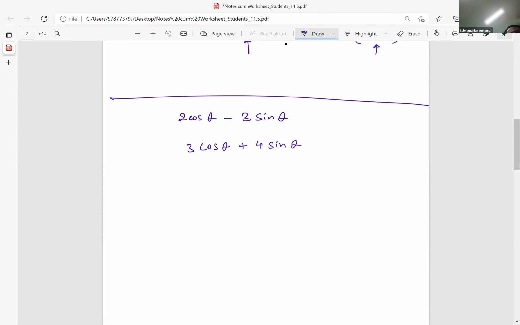Okay, can you do for me these two right now? Just tell me what is that equal to. R, just the R formula. What should you look at first?